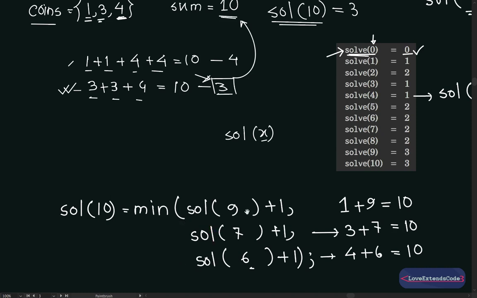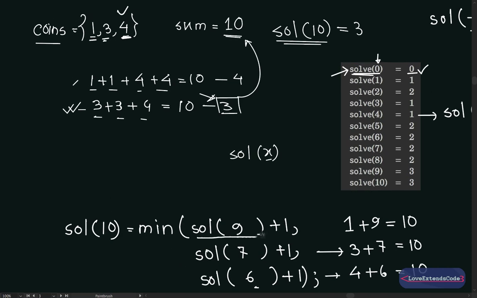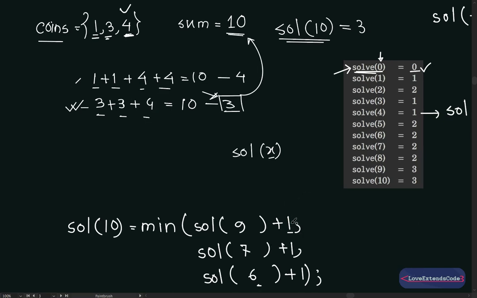So the first case is if I take the first coin, then I just need to find out how many coins I need to make the sum 9, plus 1. Now why do I have plus 1 in all these cases? Now plus 1 represents that I've taken this coin.